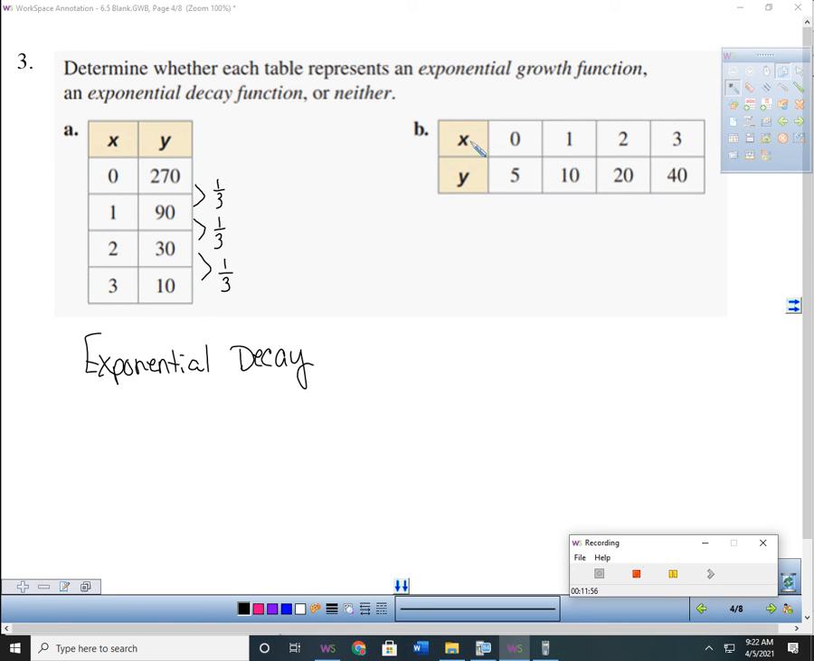So if we take a look at part B, x's are going up by 1 every time, so I'm good there. So to decide what's happening, these are a little easier. Obviously, my numbers are going up, right? But I need to make sure that I'm multiplying by the same thing every time. So looks like to get from 5 to 10, I would be multiplying by 2. And to get from 10 to 20, I would multiply by 2. And to get from 20 to 40, I would multiply by 2. So since I'm increasing, this will be an exponential growth.